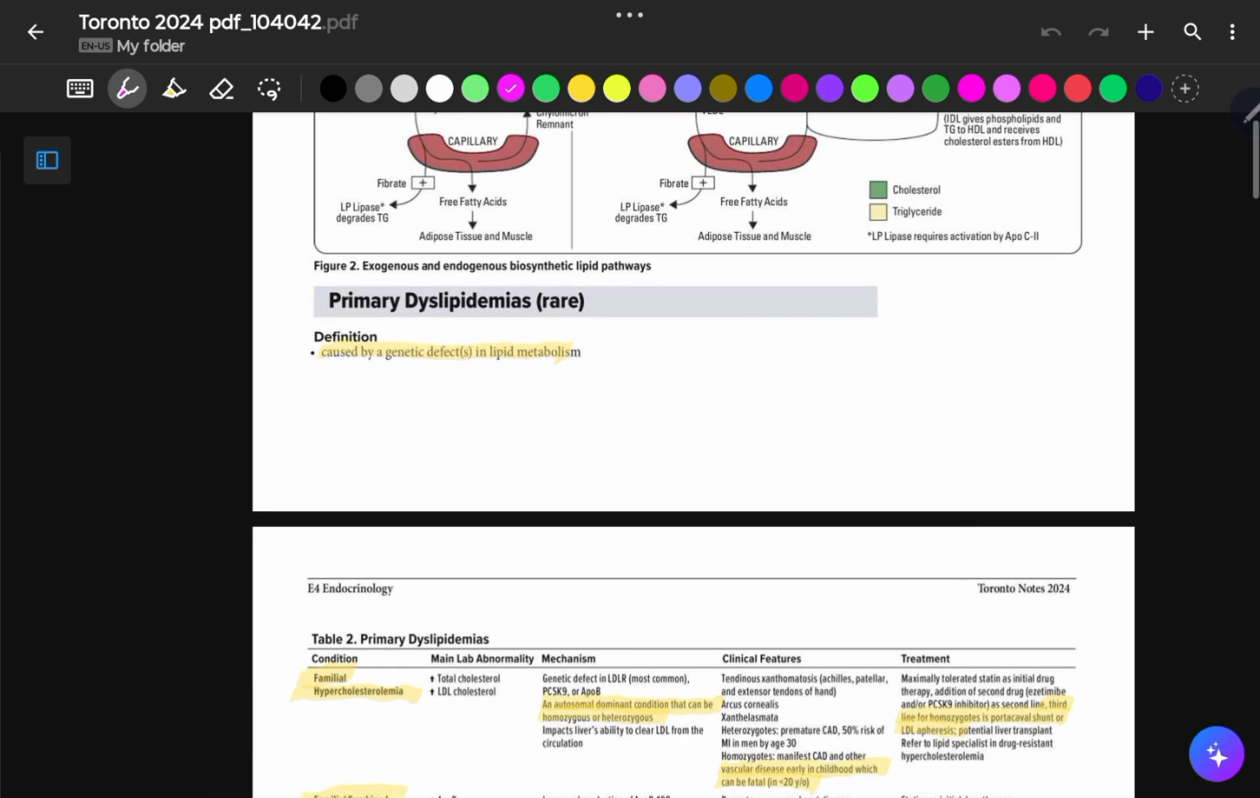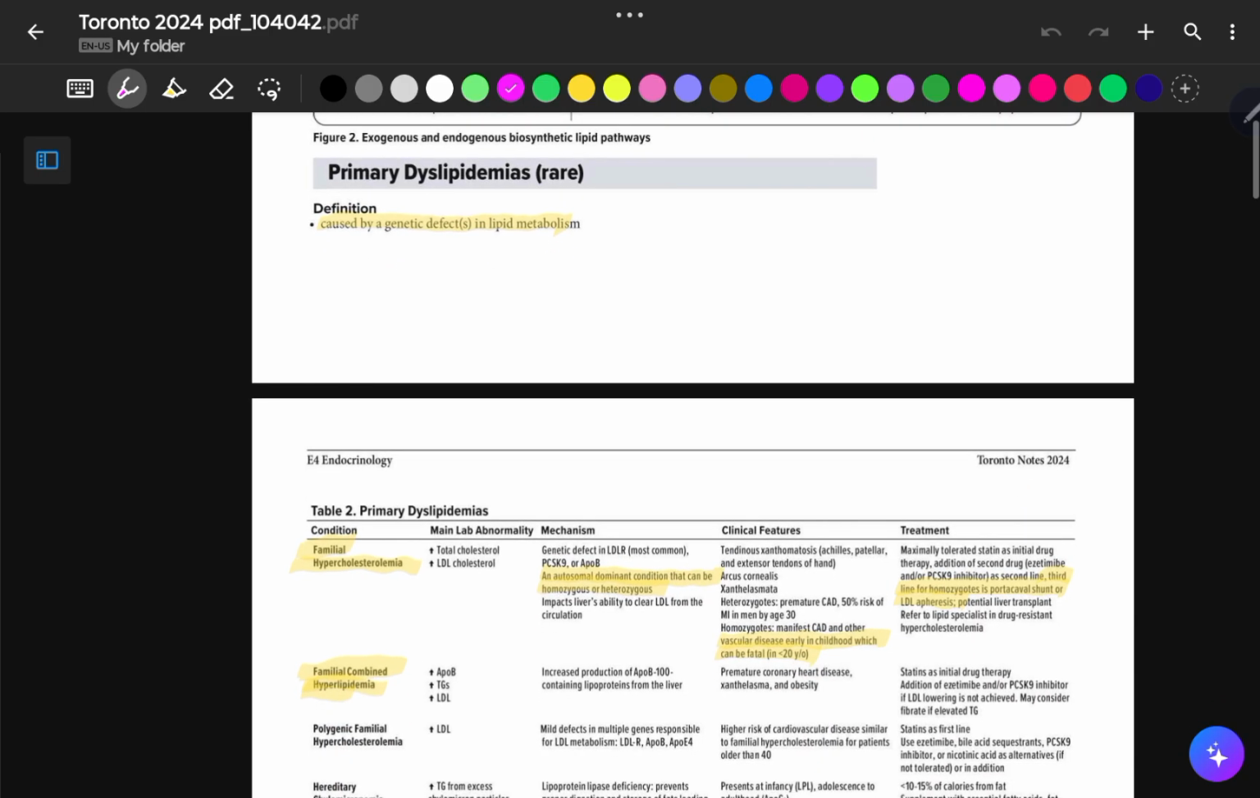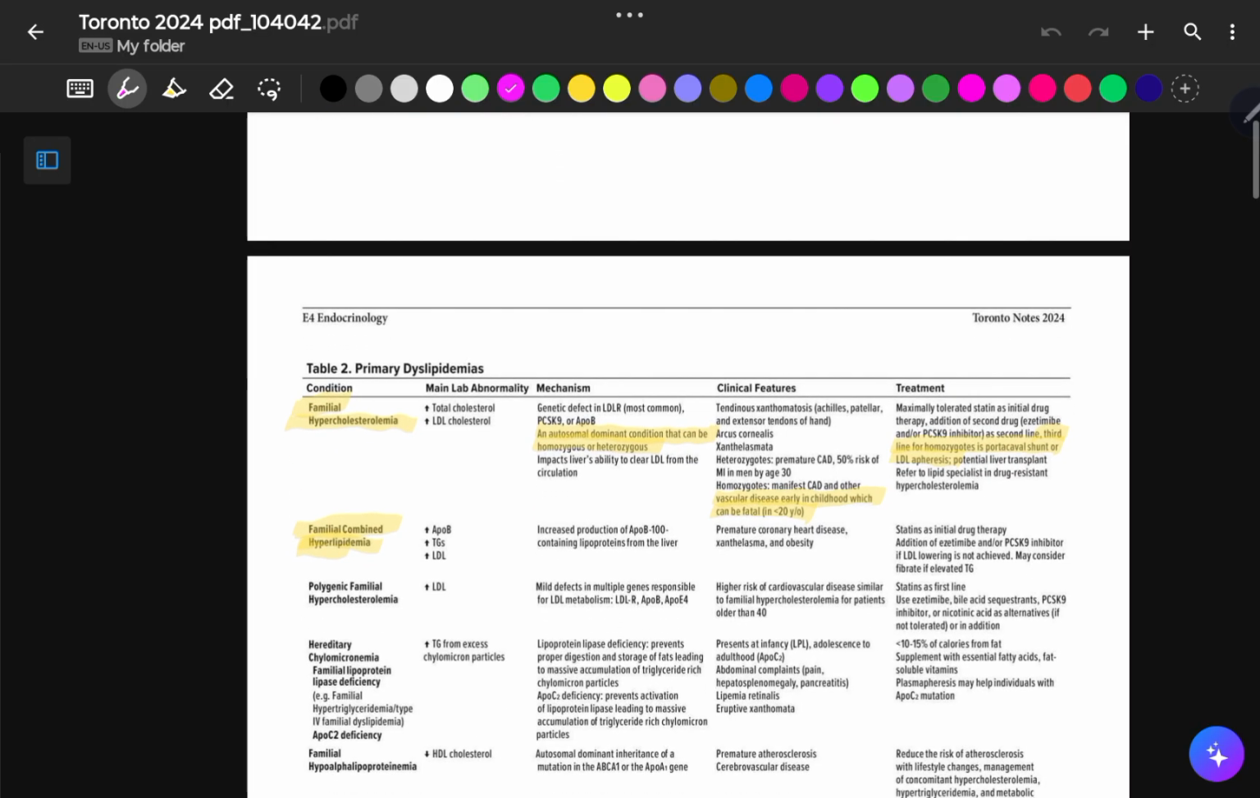Then let's talk about primary dyslipidemia, which is rare. Primary dyslipidemia is usually caused by a genetic defect in the lipid metabolism. The first one we have, looking at table 2 of your primary dyslipidemias, is familial hypercholesterolemia. Basically, the patient has an increase in total cholesterol and an increase in LDL cholesterol. It's usually due to a defect of your low density lipoprotein receptor. So the receptor has a defect, and therefore the lipids cannot be metabolized.